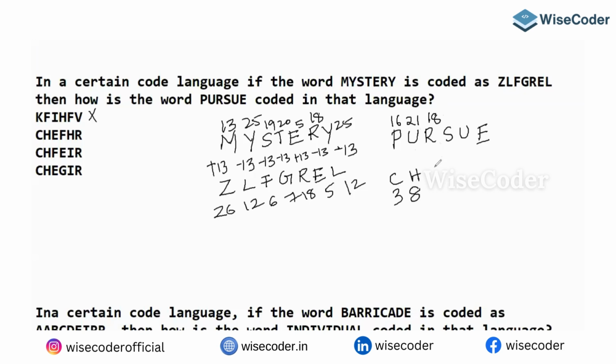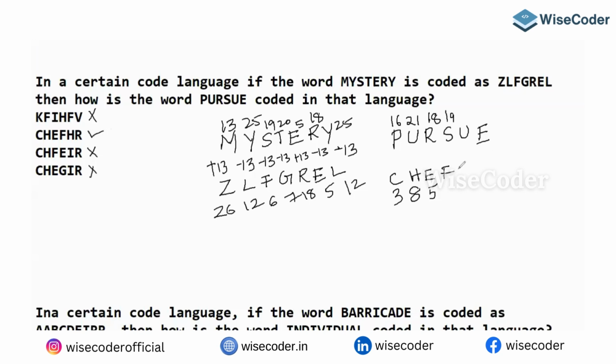So what is the corresponding letter? E. E's place position is what? 5. So this is 19. S's place value is what? 19. So minus 13, what are you going to get here? F. So what is the answer? The second option.